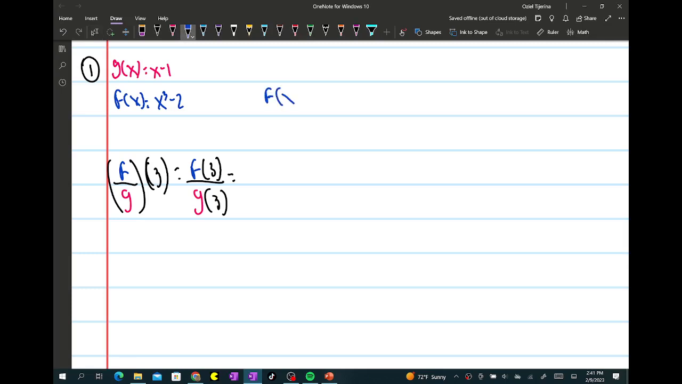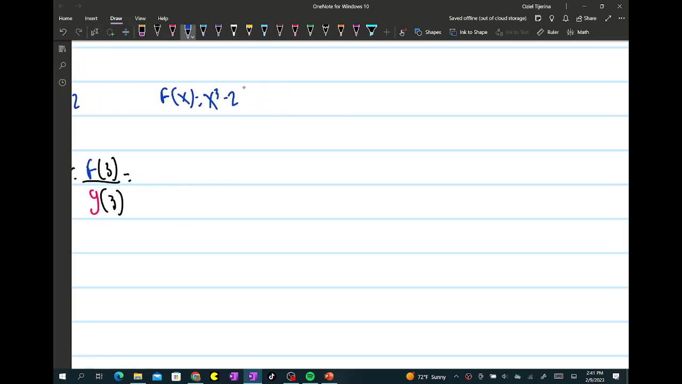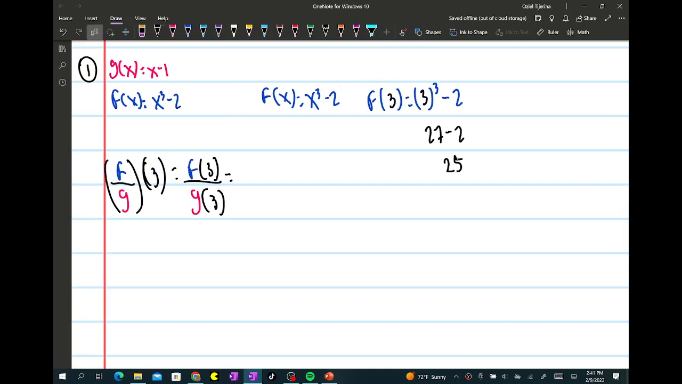We have f of x equals x cubed minus 2, and I'm going to plug in 3 for x. So I have f of 3, and that's going to be the quantity 3 cubed minus 2, and this will be 27 minus 2, which is 25, right? So we know that f of 3 is 25, so we can put it right here.